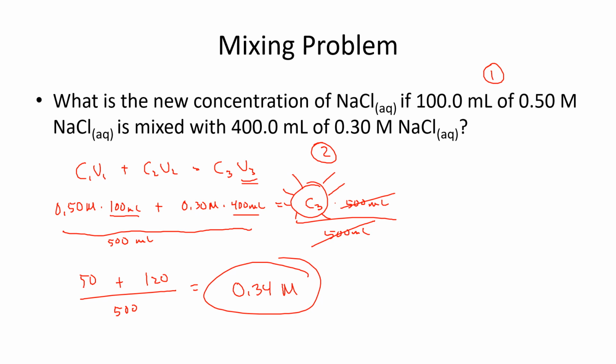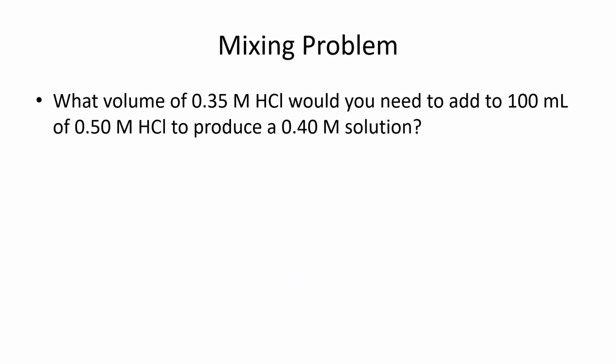Okay, our last one is an Uber challenge. This time we're looking for how much of one solution we'd have to add to another solution in order to get a final solution that has a specific concentration. All right, so let's set up our formula here and see if we can use it to solve this. So we got C1V1 plus C2V2 makes C3V3. All right, what do we have here?